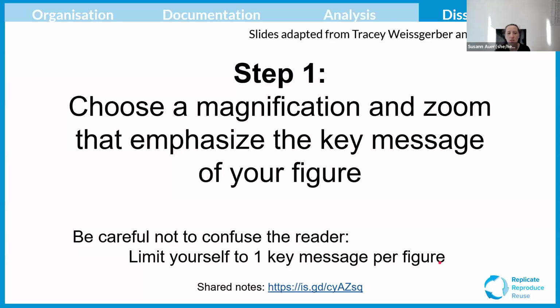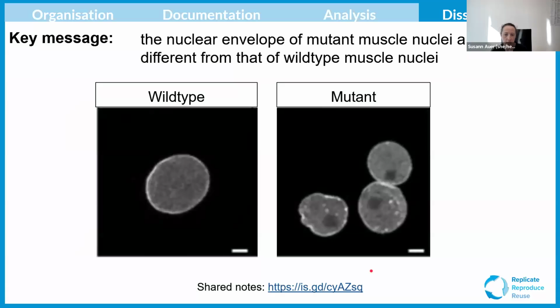So choose a magnification and a zoom that emphasizes the key message of your figure. Like with data visualization, you should limit yourself to one key message per figure. Here we are in a microscopy context. Here you want to show, okay, we have a nucleus, the core of a cell. Here it's a muscle cell, and we want to show that the envelope, the thing that's around the nucleus, in the mutant is different from the wild type. So the scale, of course, would be that we zoom in on the nucleus and provide that kind of information. Here's a scale bar.